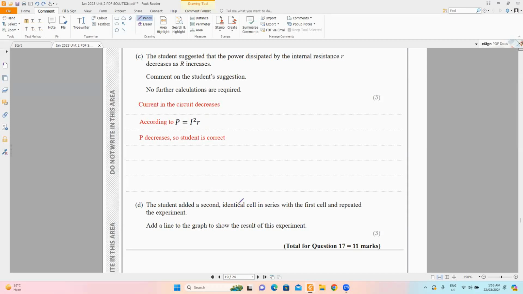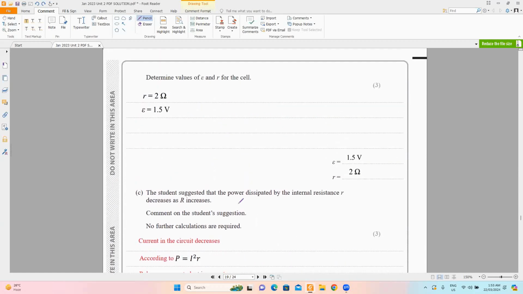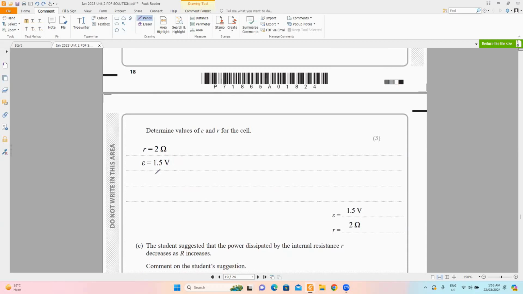In series, right? So the EMFs add up. So now the EMF will be twice as before. And since the whole thing is still in series, the internal resistances also add up. So the internal resistance will also be doubled. So when you add another cell in series, both of these values will be doubled. So EMF is doubled and internal resistance also doubles.